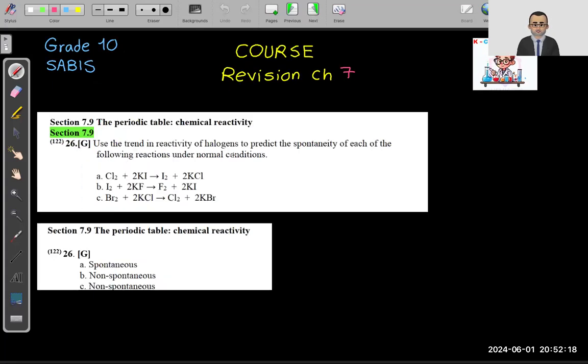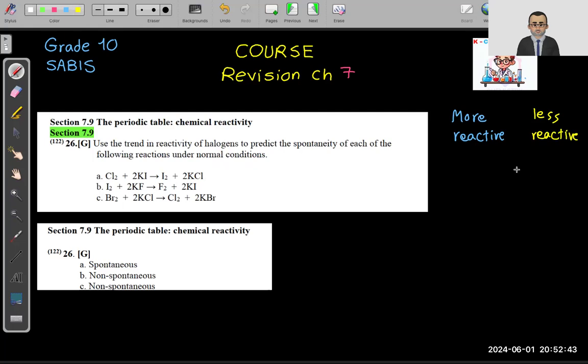Use the trend in reactivity of halogens to predict the spontaneity of each of the following reactions under normal conditions. This one we talked about last time when we said I have two elements trying to fight with each other. The one which is more reactive will be able to kick the one that's less reactive from its compound. So I have two elements. One is more reactive and one is less reactive.